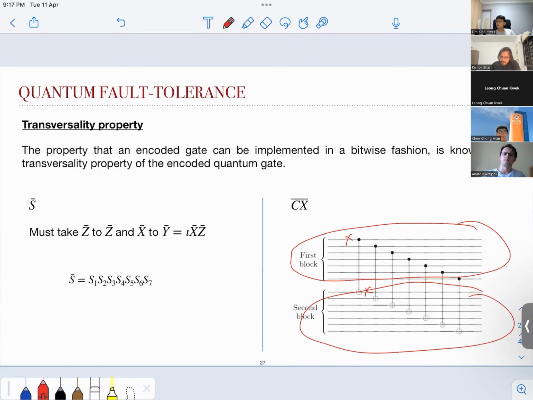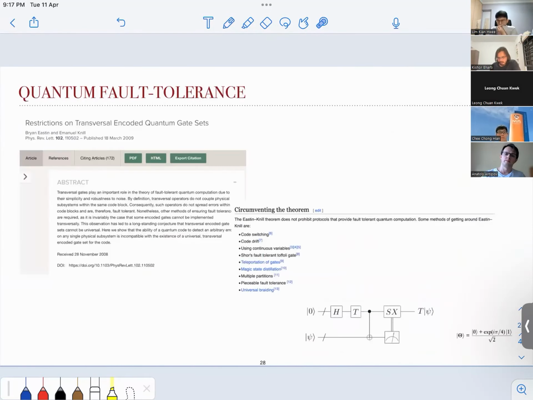So this property, that an encoded gate can be implemented in a bitwise fashion, is known as the transversality property of the encoded quantum gate. And we have transversality in the Steane code case for control-NOT, S, everything. But this is not a universal set of gates. What about your T gate? And as it turns out, again, the same guy, Eastin. So Knill you find in many places, right? There was the Gottesman-Knill theorem, then the Knill-Laflamme theorem, and again this Eastin-Knill.